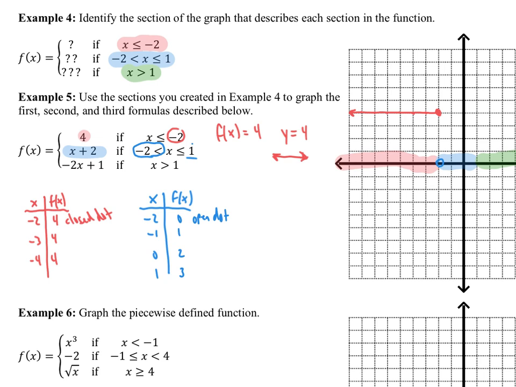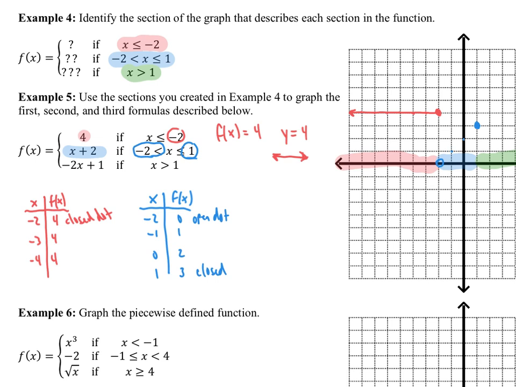And this, because that's an equal to, it's going to get a closed dot. So at 1, 3, I'm going to put a big closed dot again. Those are the only ones that should be obvious. The endpoints should be obvious. And then the middle ones, negative 1, 1, just little dots, 0, 2, just little dots.